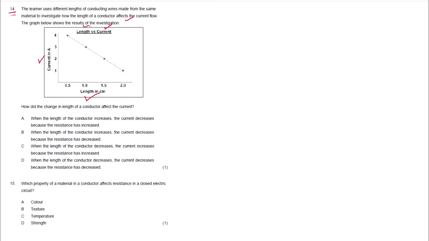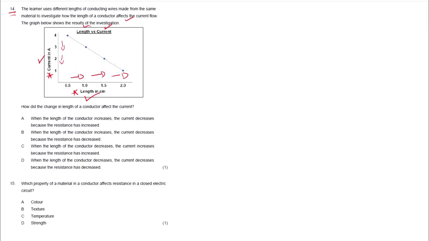So we have two variables. We have the length, and then we also have the current. So we need to see what's happening on this diagram, right? So if we check, we can see that when the length increases, so it increases by moving towards the right, we need to check what's happening to the current. So we can see here that when the length increases, the current decreases, right?